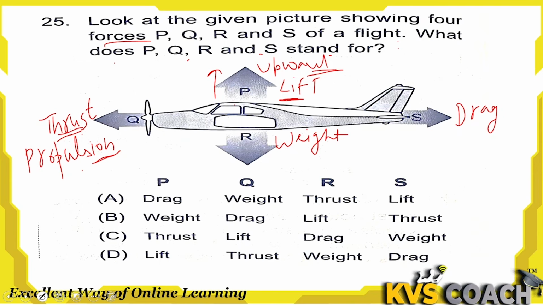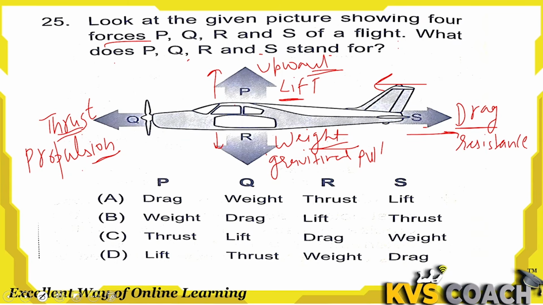R is the weight, and weight is the force downward. Okay, aircraft weight applies the force downward. That represents the gravitational pull. Okay, gravitational pull, that is the weight. And S is drag. Actually, drag is the force opposite to the forward motion, that is a force drag. Okay, and this is also known as resistance to the motion of the aircraft. Okay, so all these forces are applied on the aircraft when it flies. Okay, so option D is the right answer here.